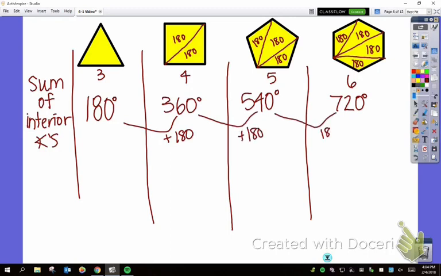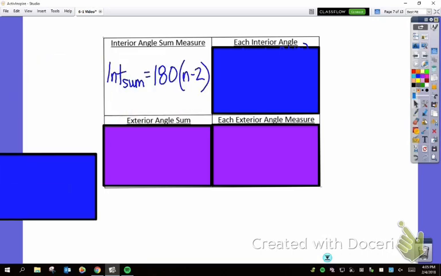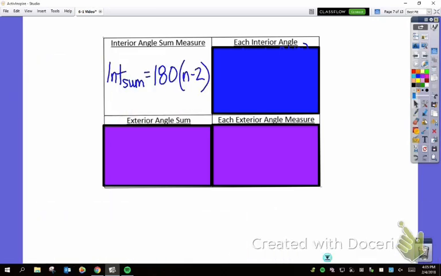So each time you see I'm adding 180 degrees to get to my other figure. So we're going to base our sum of our interior angles formula off of the fact that we're adding 180 degrees each time. So on our formula sheet, we start with our interior angle sum measure, which is going to be the interior angle sum equals 180 times n minus 2. Now that n is always going to equal the number of sides. So we should be able to determine the number of sides, and then that number is going to go in for n.